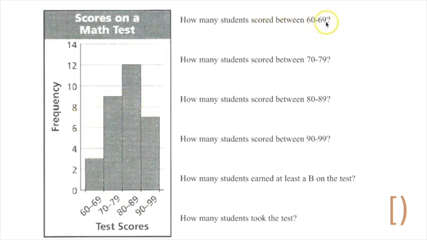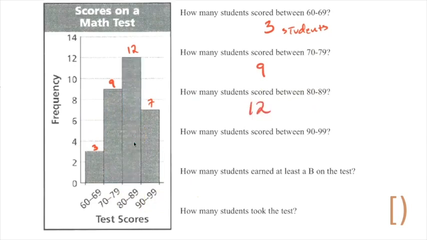How many students scored between 60 and 69? Over here, let's just fill these out. Between 60 and 69, that looks like it hits 3. Between 70 and 79, that looks like it hits a 9. Over here we have 12, and then over here we have 7. How many students scored between 60 and 69? That'll be 3 students. How many scored between 70 and 79? 9 of them did. How many scored between 80 and 89? 12. Between 90 and 99? 7.